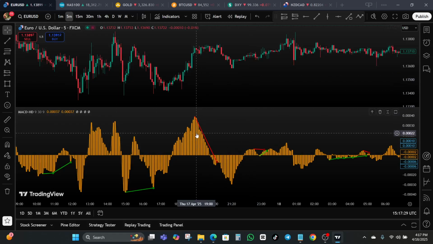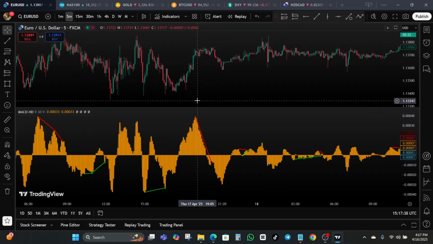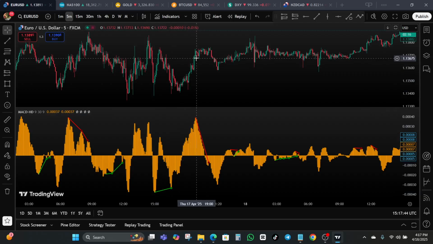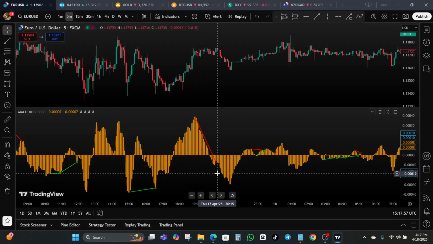So you watch out for histogram shifts while monitoring your other indicators. You watch out for when a divergence signal is being given, to help you know when a possible reversal is about to happen. For example, you can see a bullish divergence was given here, and a bullish move took place afterwards. Just an example. So you should pay attention to the divergence signals and also the histogram bars flipping from bullish territory to bearish territory and vice versa.